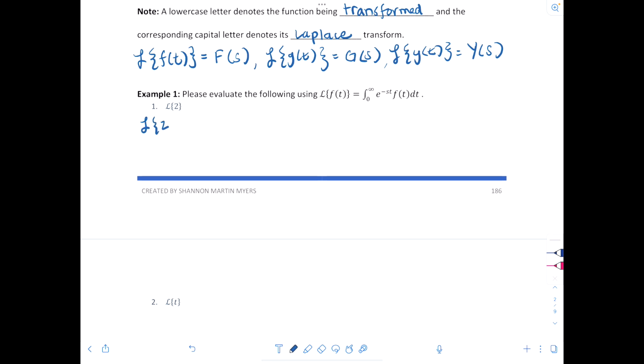So here we go. L of 2 means that f of t equals 2. So we're going to look at the integral from 0 to infinity of e to the negative st times 2 dt. Well, that is equal to the limit as b approaches infinity of the integral from 0 to b. We can take that 2 out of the integral, actually out of the limit, we'll do that soon. And then we would have e to the negative st dt.